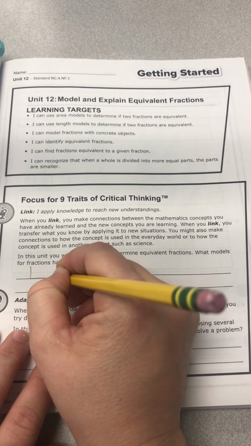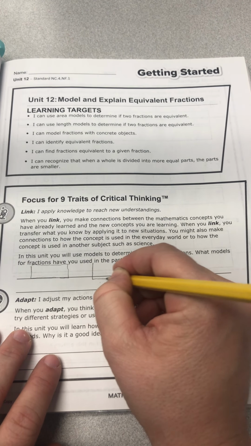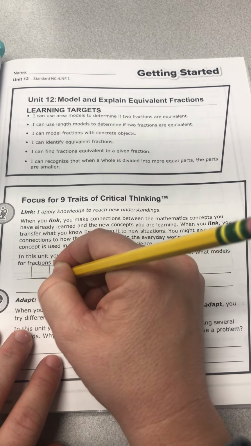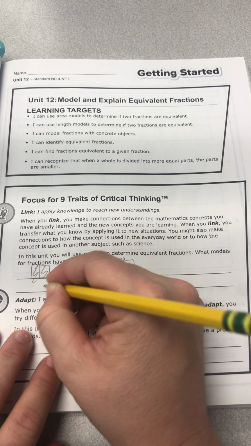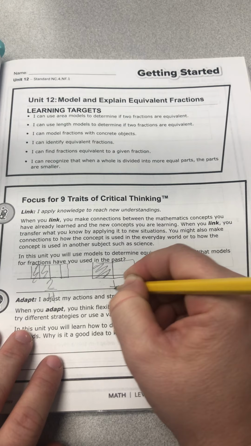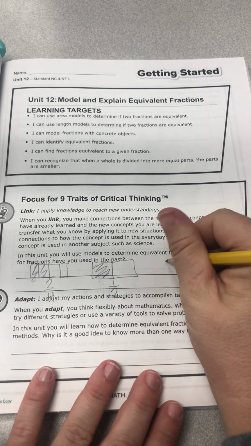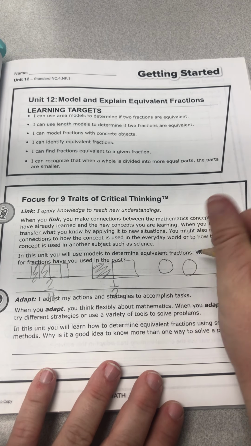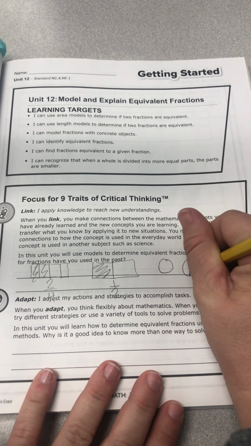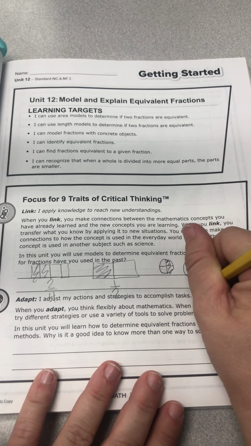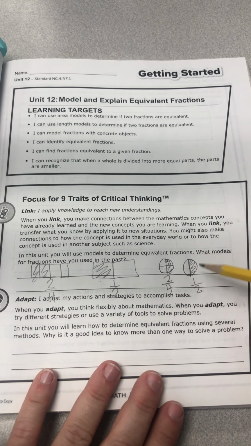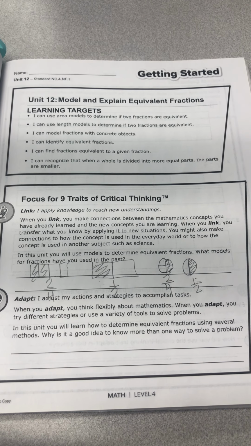Because the area model is like with the one half. Okay, but if I put it into fourths, so 2/4 is equivalent to 1/2. What about the circle model? Yeah, 1/2 is equivalent to 2/4. That's the one I was thinking about, because y'all learned it like that in third grade. All right, it says in this unit we'll learn how to determine equivalent fractions using several models.